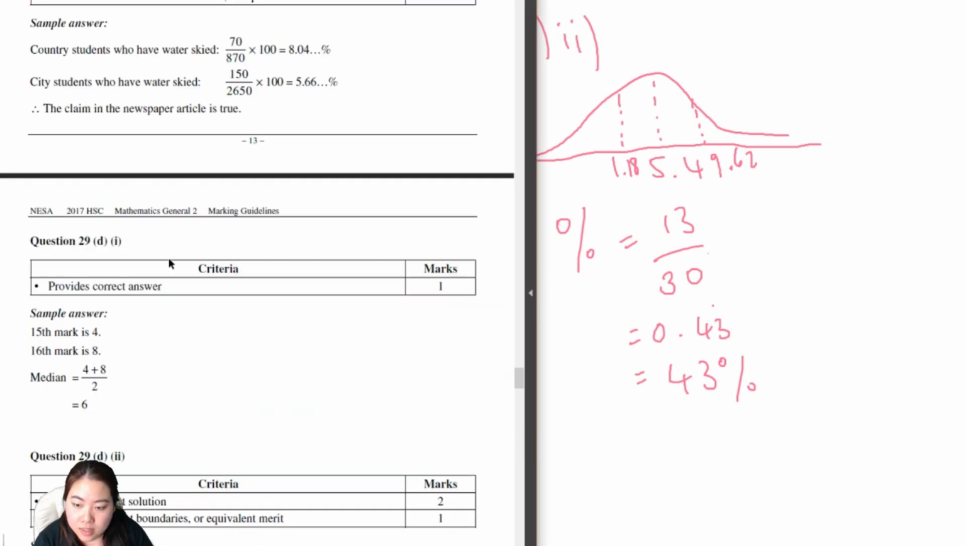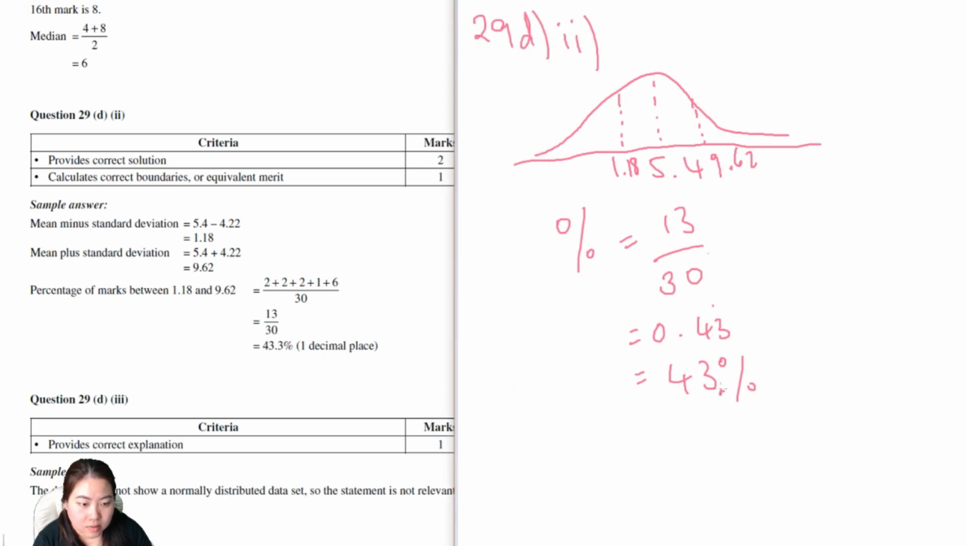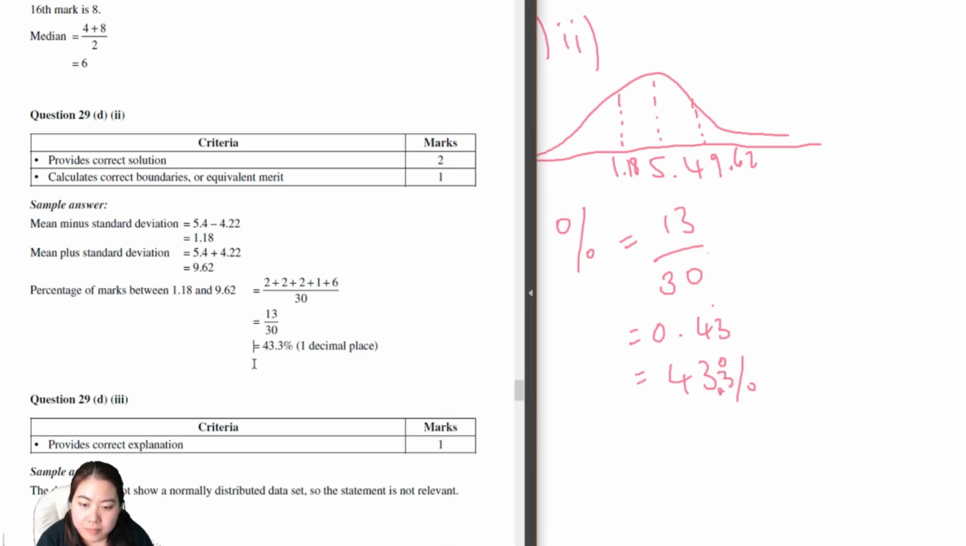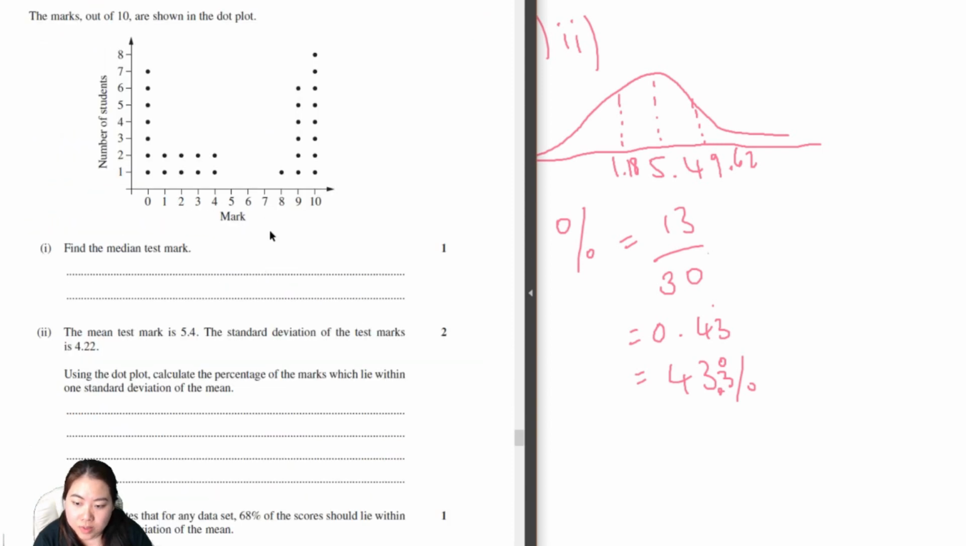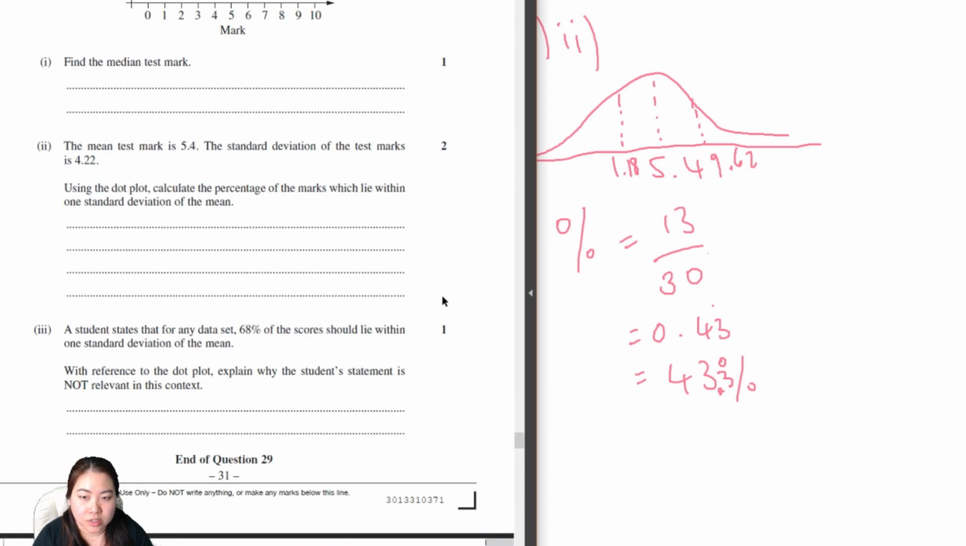Let's see what the answer says. Yep, 43.3%. Okay, they wanted it to 1 decimal place. 43.3%. Let's go to the next question. Question 3, a student states that for any data set, 68% of scores should lie within 1 standard deviation of the mean. With reference to the dot plot, explain why the student statement is not relevant in this context. 1 mark. Since it is only 1 mark, I'm not going to spend too long answering the question.